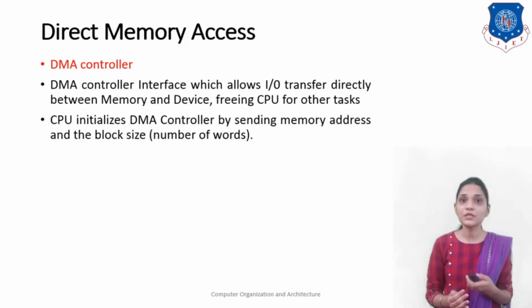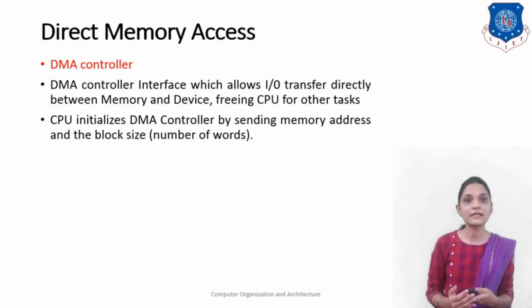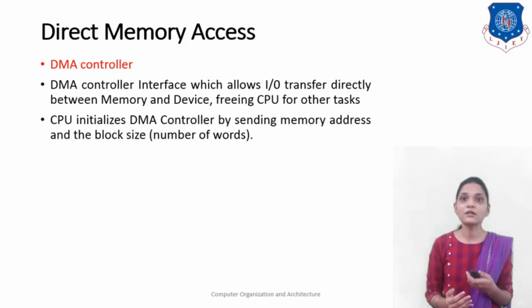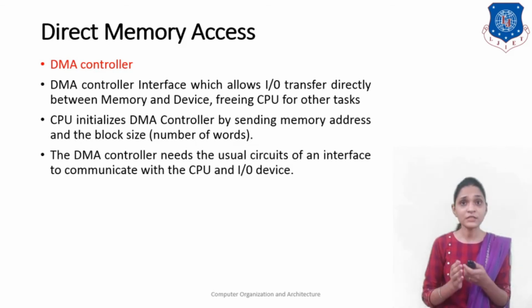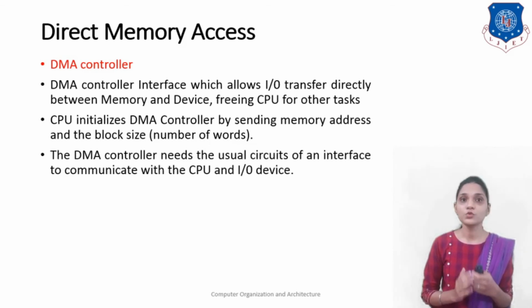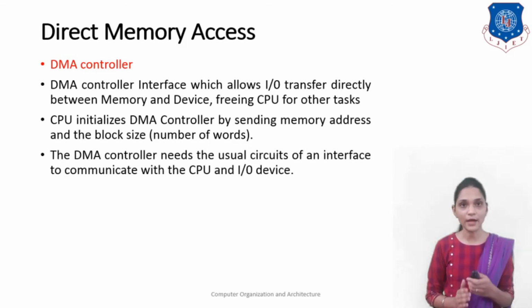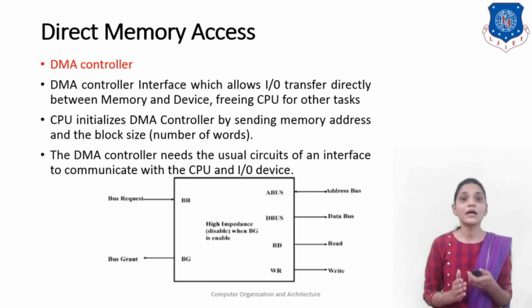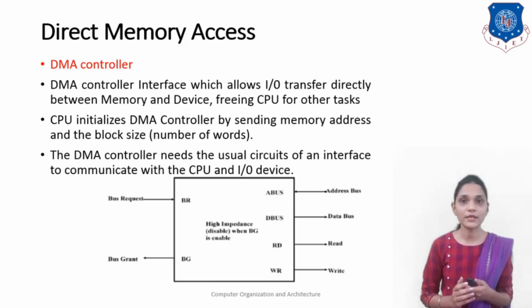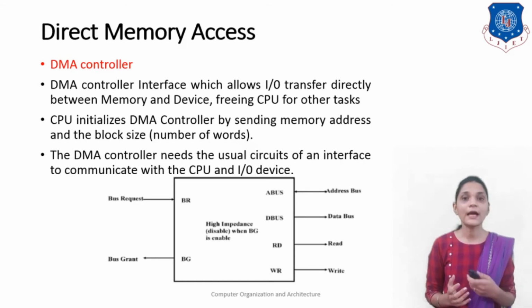And the CPU utilizes the DMA controller by sending the memory address and the block size, or you can say the number of words. The DMA controller usually needs an interface circuit to communicate with the CPU and the I/O devices. Here is the block diagram of the DMA controller, which has an address bus, data bus, read and write control, and the bus request and the bus grant.